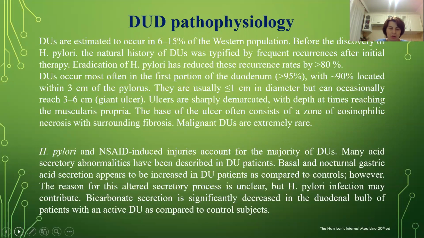Helicobacter pylori and NSAID-induced injuries account for the majority of duodenal ulcers, compared with the third factor in stomach ulcers, which is smoking. Many acid secretory abnormalities have been described in these patients. Basal and nocturnal acid secretion appears to be increased in patients with duodenal ulcers compared to the control population. The reason for this altered secretory process is unclear, but Helicobacter pylori infection may contribute. Bicarbonate secretion is significantly decreased in the duodenal bulb of patients with active duodenal ulcer as compared to a control group of subjects.